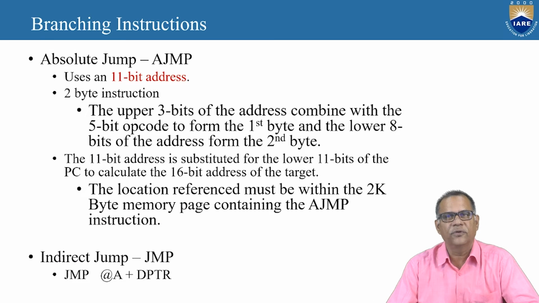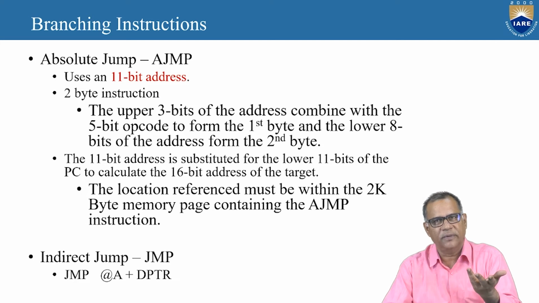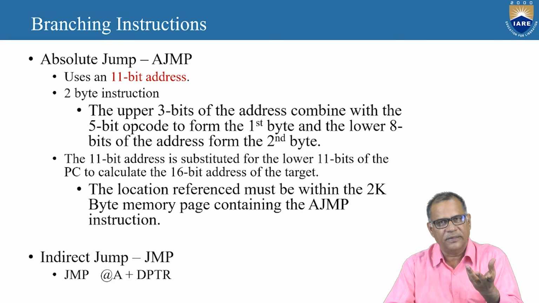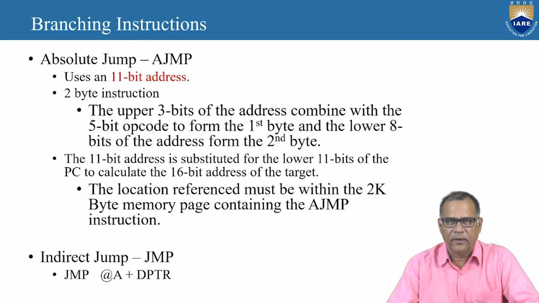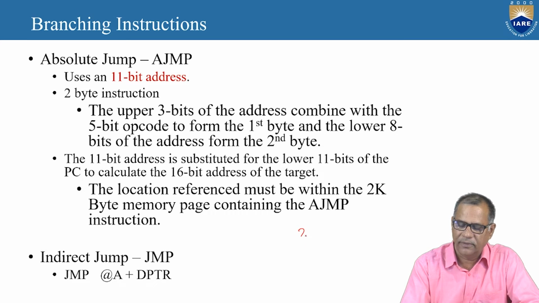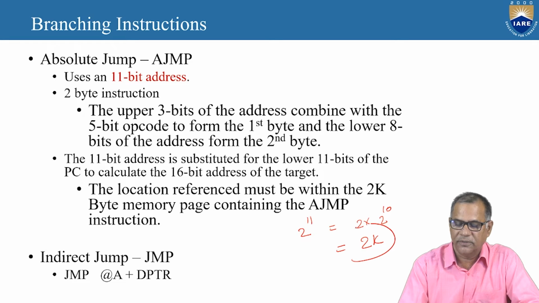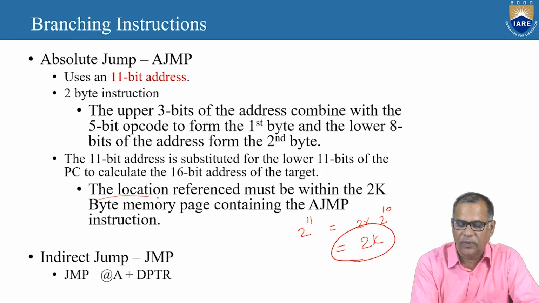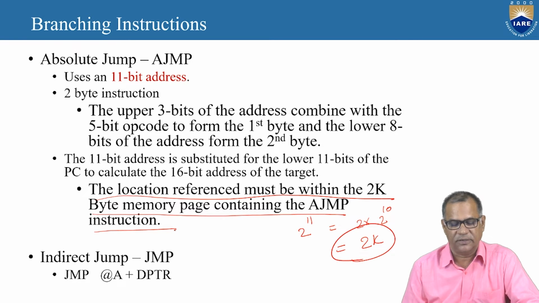Now in absolute jump, we use an 11-bit address. So what happens to the remaining 5 bits of the address? The remaining 5 bits are taken from the program counter, so they are not modified. Only 11 bits are taken from the instruction, and accordingly the branching is done. When you use 11 bits, what is the range of branching you get? 11 bits means 2 power 11, which is 2 into 2 power 10, that is 2K. So the location must be within the 2 kilobyte memory page containing the AJMP instruction.